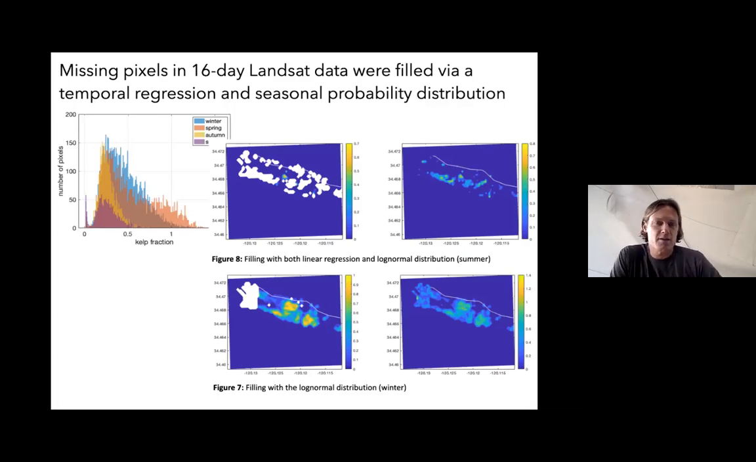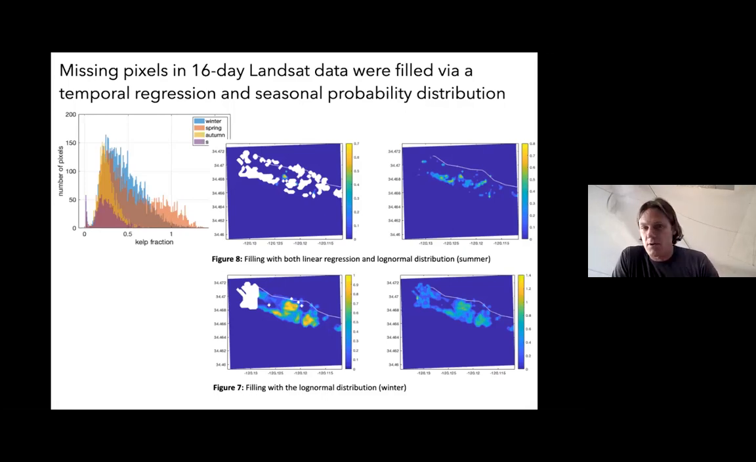And then she looked at ways to basically correct and fill in missing data from these Landsat observations. And so obviously where there's situations where there's no kelp whatsoever, it's not possible to reconstruct. But the challenge here was in trying to come up with a local biomass estimate at the highest time series resolution possible. Basically by filling in things both with a linear temporal regression and then this seasonal probability distribution.